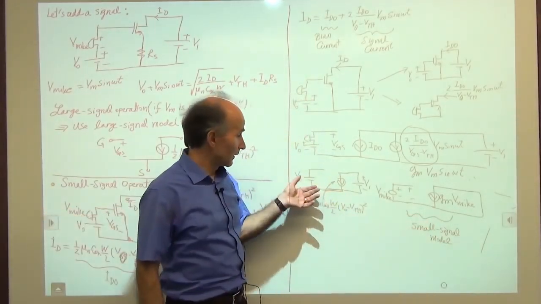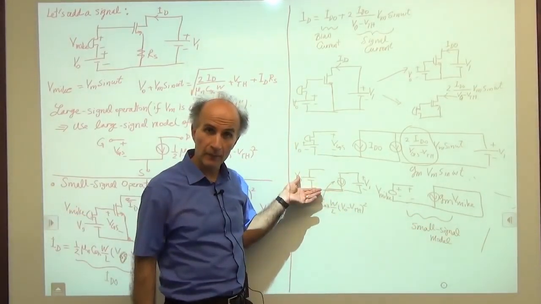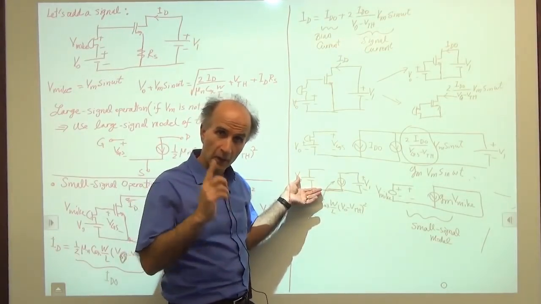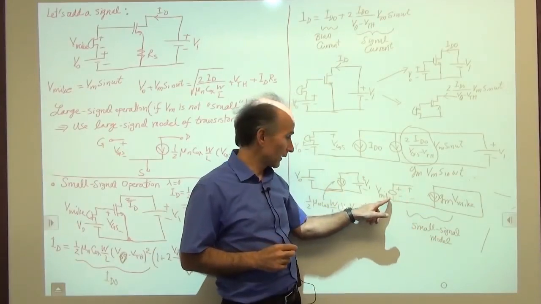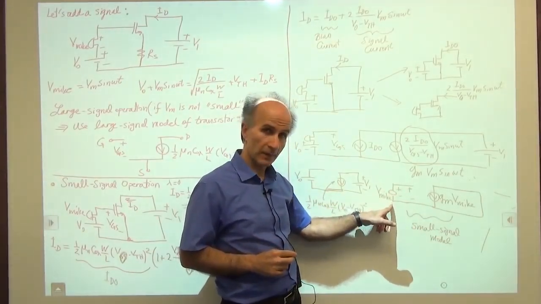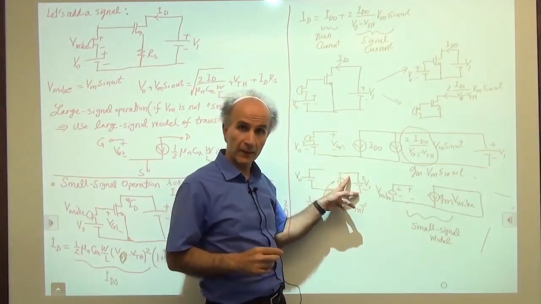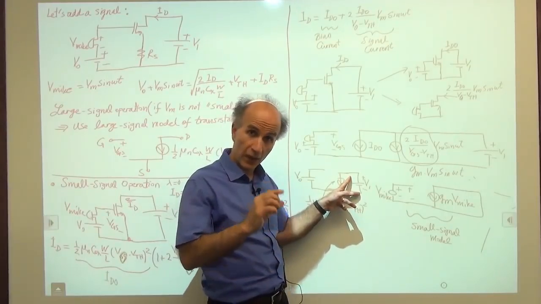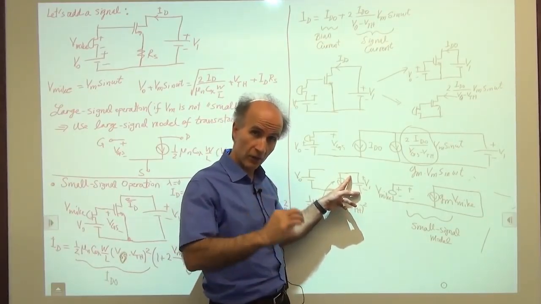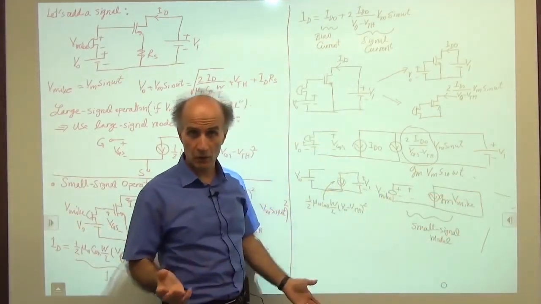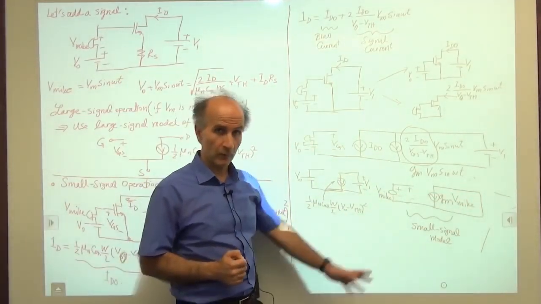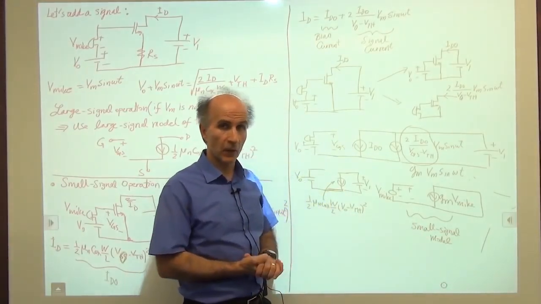So this voltage doesn't change with time. Its change with time is zero. Because we are looking for only time varying components, it's not here anymore. This voltage represents a constant value. Its change with time is zero, so it has zero value here. It becomes a short circuit. So this is what we call the small signal model.